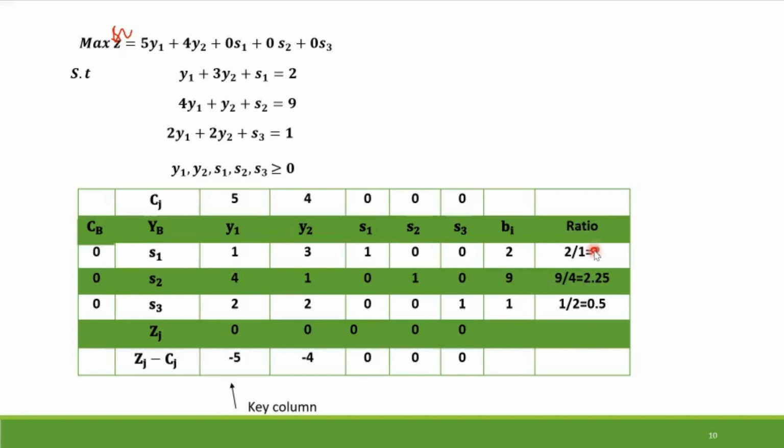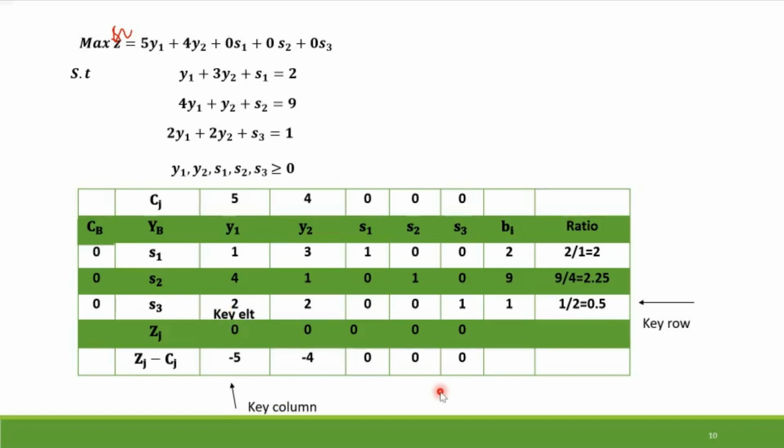The minimum of these values will be the key row. So the minimum value is 0.5, so the third row becomes the key row. First column and third row: the intersection of this key row and key column is called the key element. So we have the key element equal to 2.